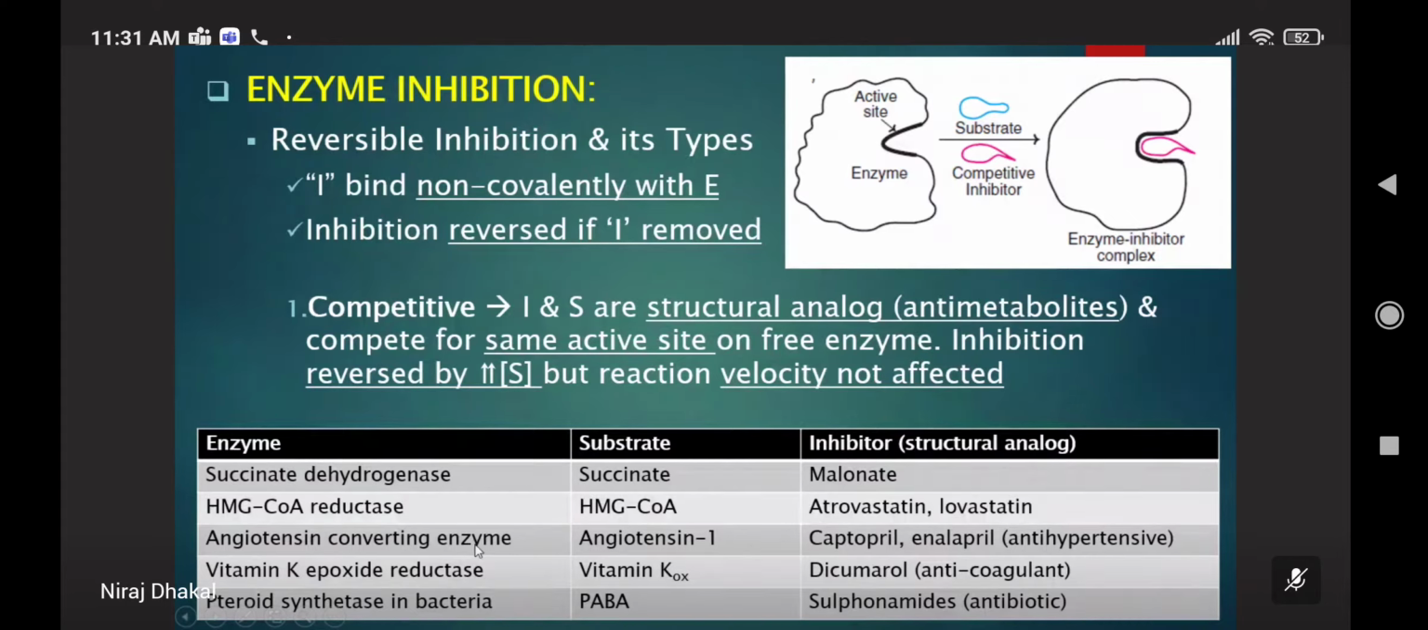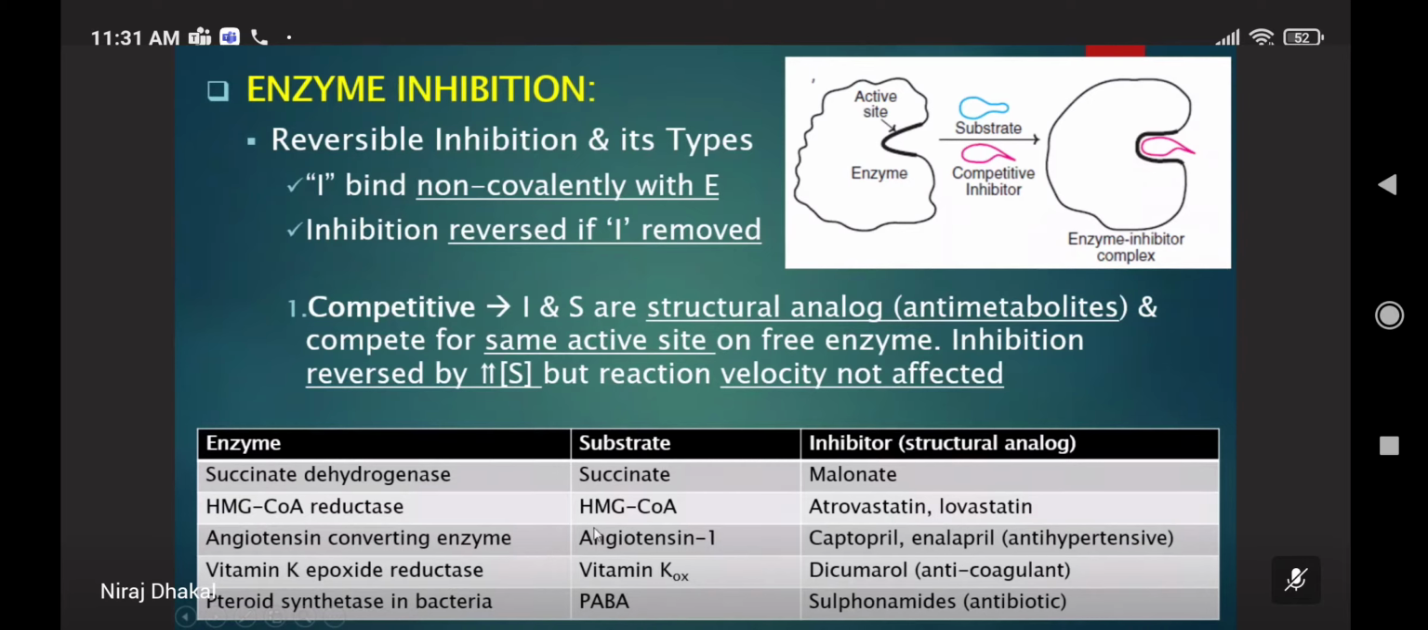This enzyme converts angiotensinogen to angiotensin, which has a role in maintenance of blood pressure and vascular tone. And these are the inhibitors: captopril, enalapril. These are the antihypertensive drugs which are used to competitively inhibit angiotensin converting enzyme.